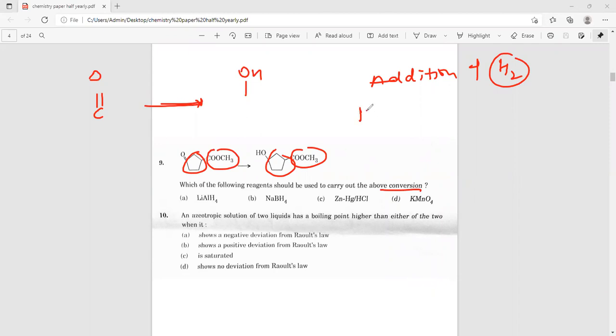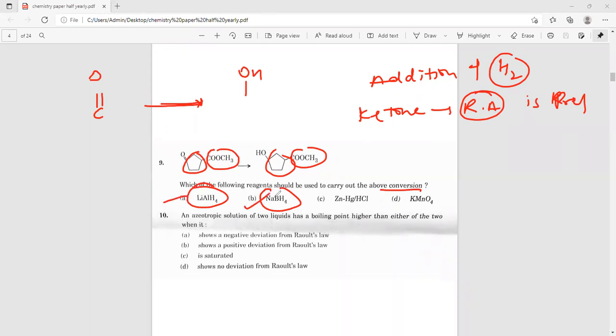Then in case of ketone, a reducing agent is preferred. Right? Then there are two reducing agents, 1 and 2. Both are reducing agents, but in case of ketone, NaBH4 reduces the ketone into alcohol. Answer is B. Clear? NaBH4 is the right answer.